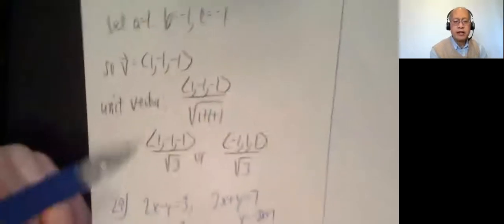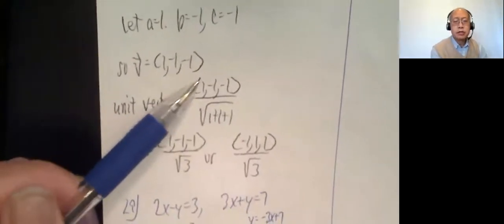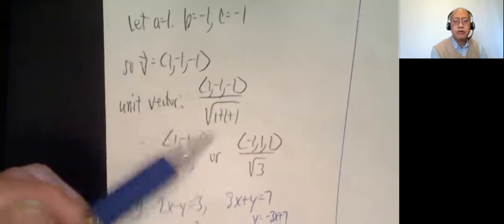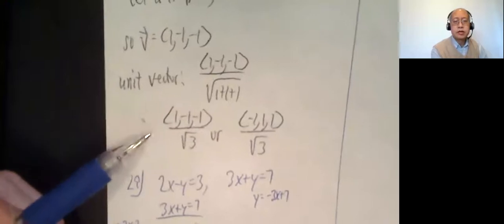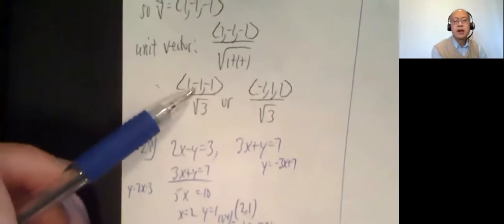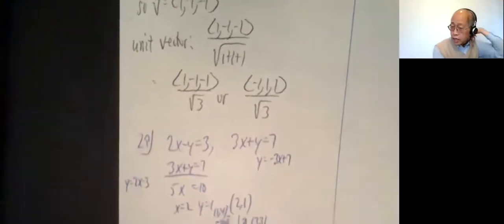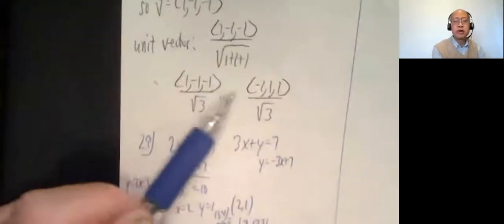They wanted a unit vector, so I just divided by its magnitude. So 1, -1, -1 over the square root of 1 squared plus -1 squared plus -1 squared. So a unit vector that's orthogonal to both i plus j and i plus k would be 1, -1, -1 over radical 3. And the other such unit vector is the opposite. So I just change all of these signs: -1, 1, 1 over radical 3.